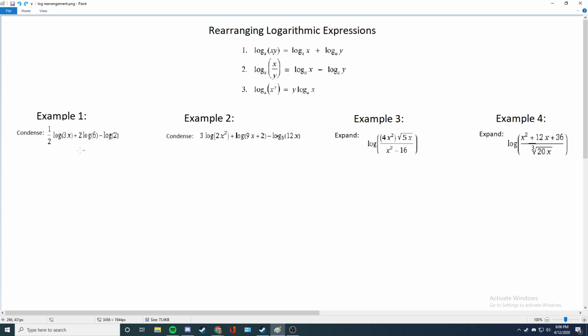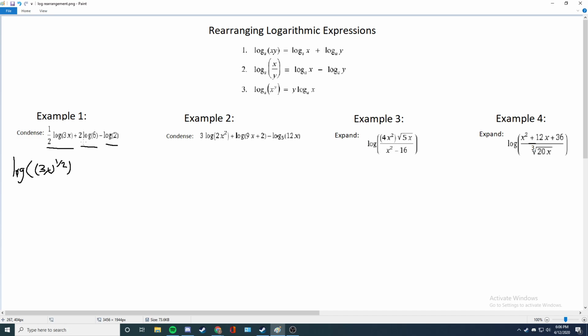When I come across a problem like this, I usually look at each term individually and then try to combine them all together. So let's look at this first term, 1/2 log 3x. This 1/2 on the outside, if we want to condense it, because of property 3, we can put it as the exponent on the inside of the log. So if we condense it, it'll turn into log of 3x to the 1/2 power.